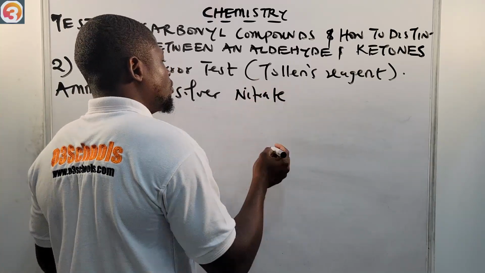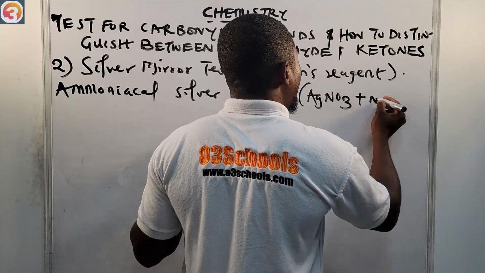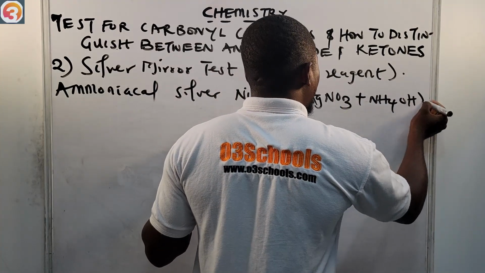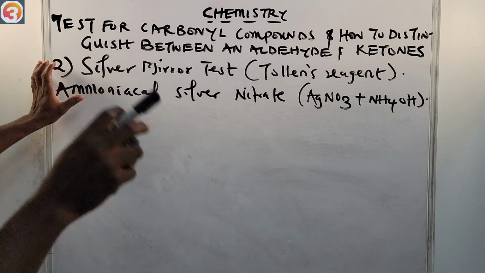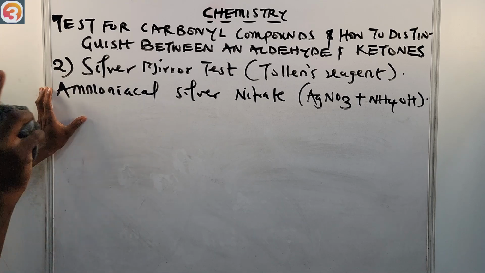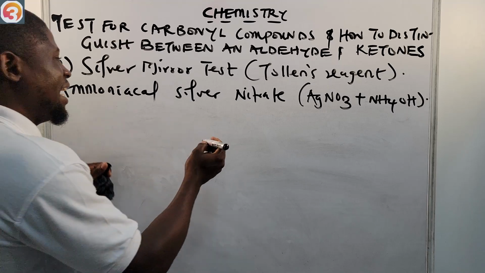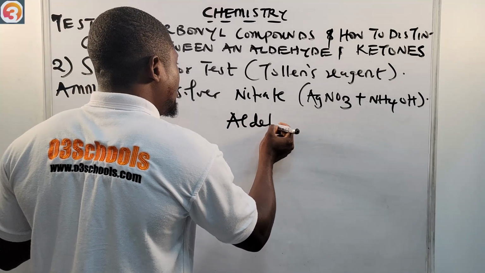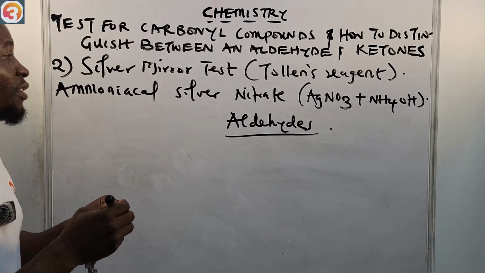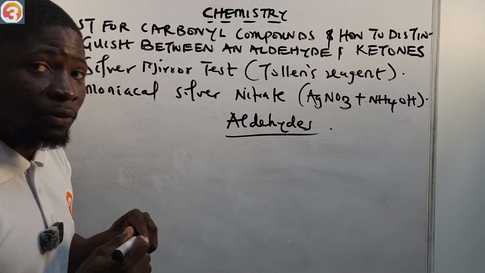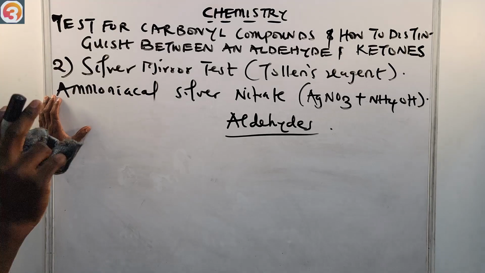It is actually AgNO3 plus NH4OH. This is our Tollens' reagent. It is very important to know that this Tollens' reagent will only give a positive result for aldehydes. It does not give a positive result for ketones. It only gives a positive result for aldehydes.